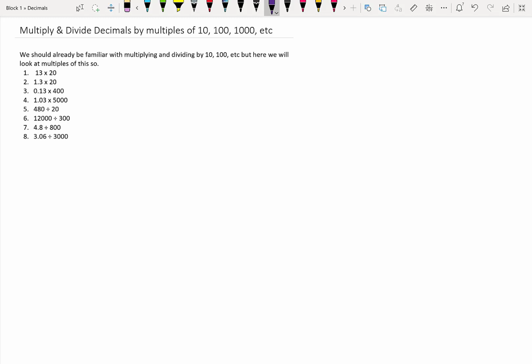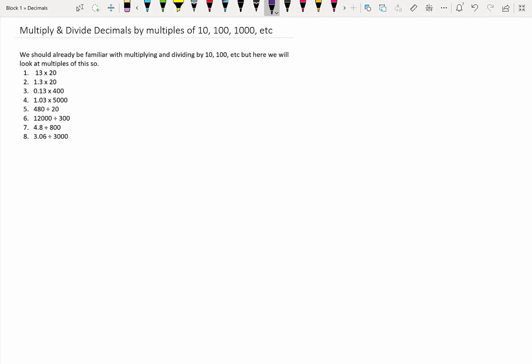Okay, so here we want to look at multiplying and dividing decimals by multiples of 10, 100, 1000, and so on. We should already be comfortable multiplying and dividing by 10, 100, 1000, and so on. What we're focusing on here are mainly just the multiples. If we're not happy with 10s, 100s, 1000s, we should go back and have a look at that first.